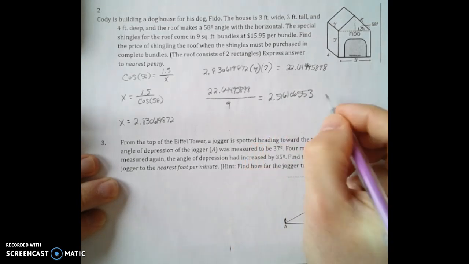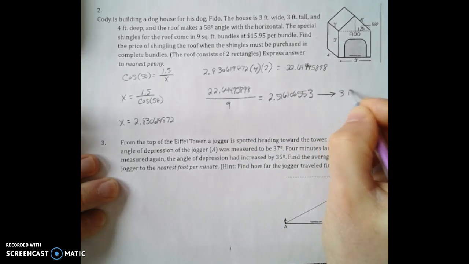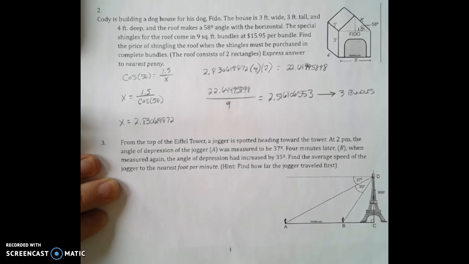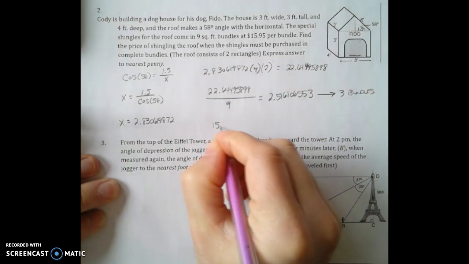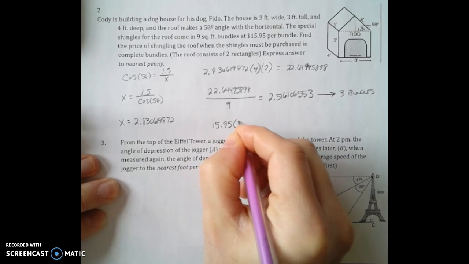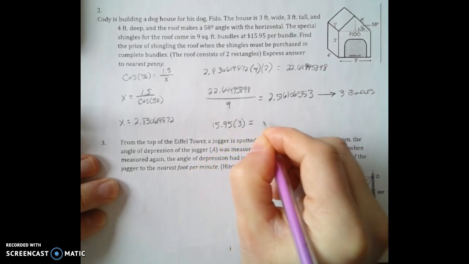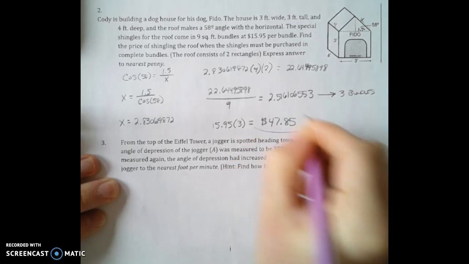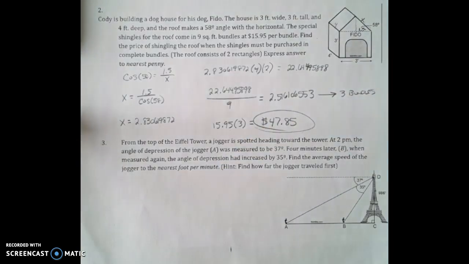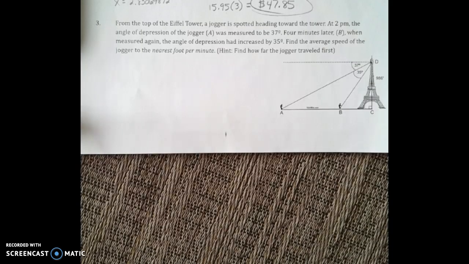I need a little bit more than that, so I'm going to have to end up buying 3 bundles of shingles. Okay? And so now if I want to figure out what the price is going to be, well, I'm just going to multiply. It's $15.95 times the 3 bundles, which is going to give us a total cost of $47.85. And that's how much we're going to have to pay for our shingles.